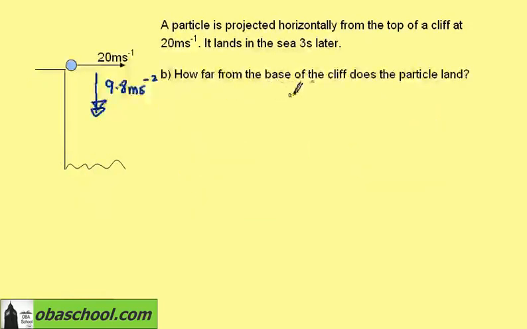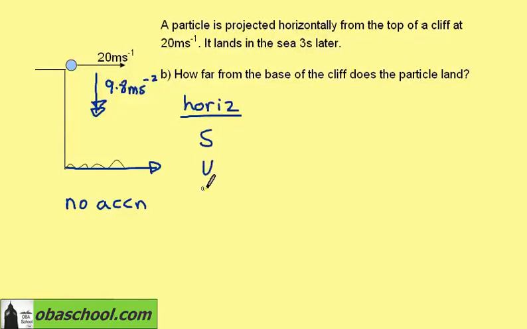We want to know how far from the base of the cliff the particle lands. This is purely horizontal distance, and therefore we only need to consider horizontal motion. Gravity we know is vertical, so horizontally there is no acceleration. We only have to consider s, u and t, no a because there's no acceleration, and since there is no acceleration, the velocity will not change, so we don't need v.